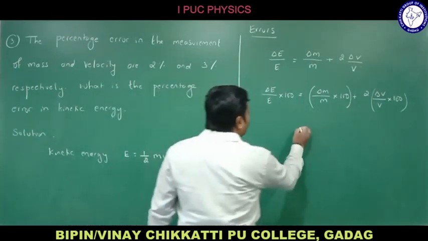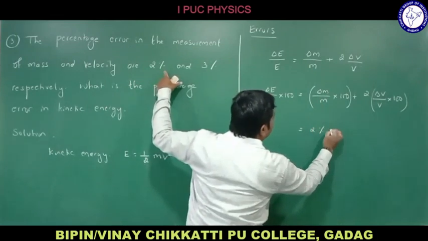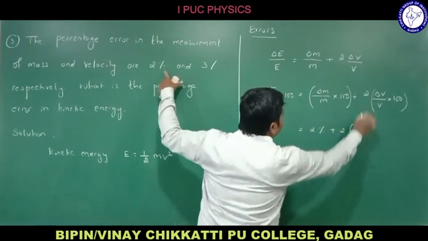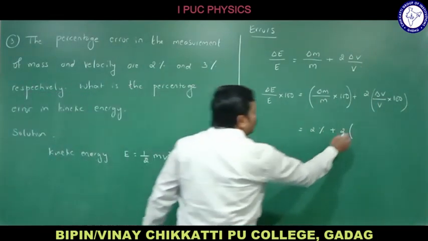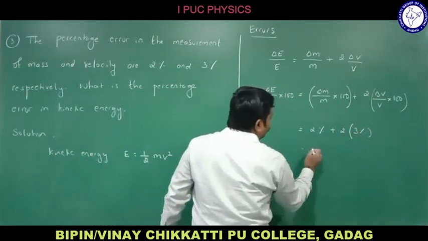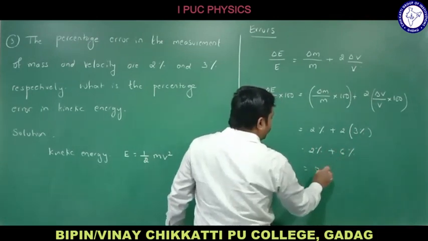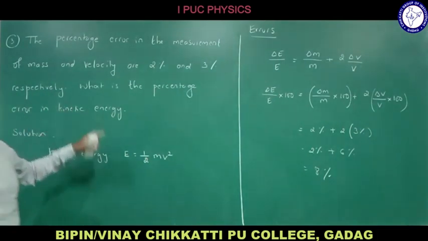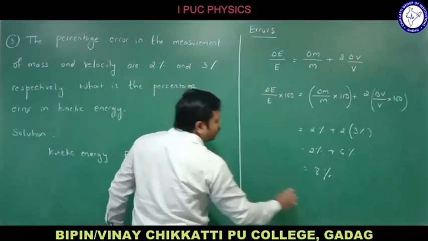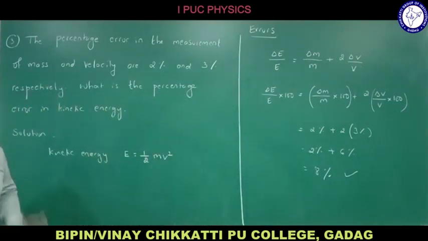What is the error in mass? 2%, plus 2 times the percentage error in velocity, that is 3%. So 2 times 3%. How much do you get? 2% plus 6%, so you get 8%. So the percentage error in kinetic energy is 8%. Do you understand how I got it?